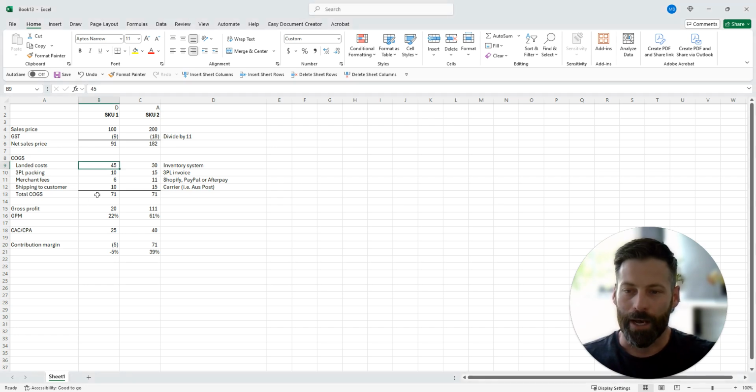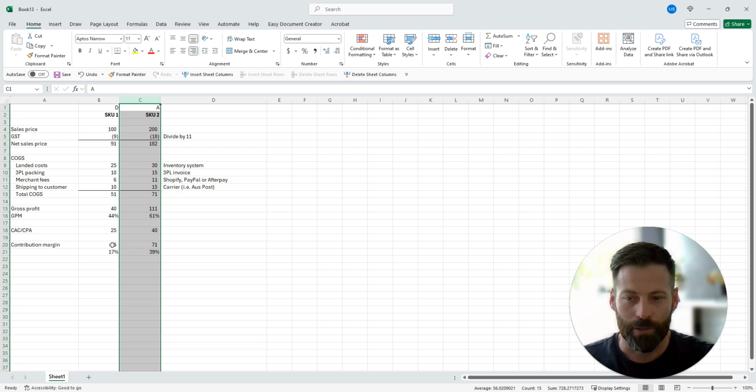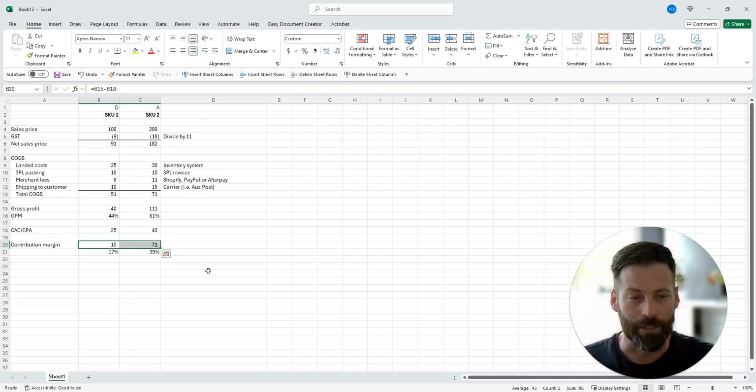You can understand and talk to your marketing team about where they should be putting their efforts into their ad spend. So let me just expand on that point a little bit. Let's say you just gave them a return on ad spend metric. They could go and pump that ad spend into both of these products and get a pretty good looking return on ad spend. But the reality is you should be putting your money into SKU 2 because that's going to give you a better contribution margin and therefore profit.